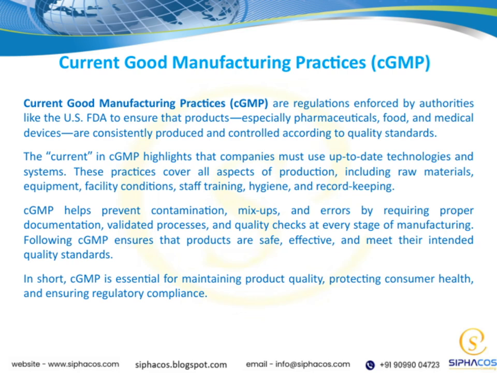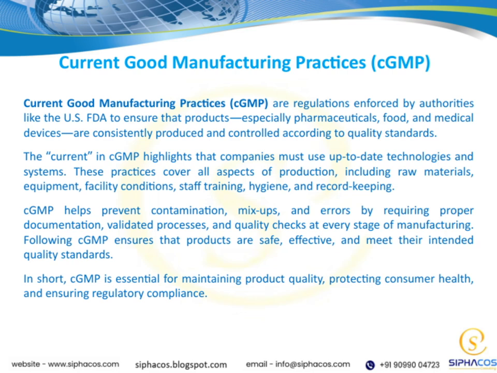These practices cover all aspects of production, everything from raw materials and equipment to facility conditions, staff training, hygiene, and record keeping. Every step matters. One of the key goals of cGMP is to prevent contamination, mix-ups, and errors. How? By requiring proper documentation, validated processes, and regular quality checks at each stage of manufacturing.